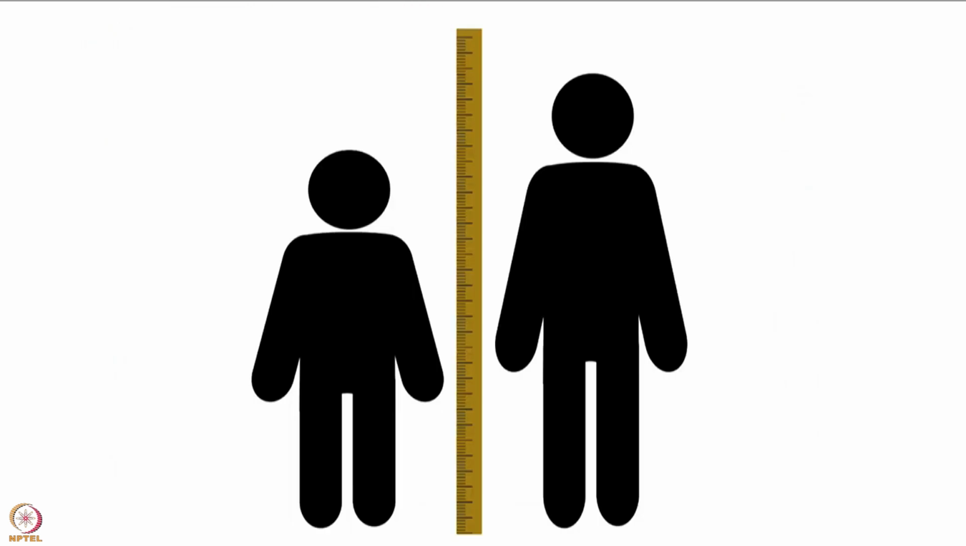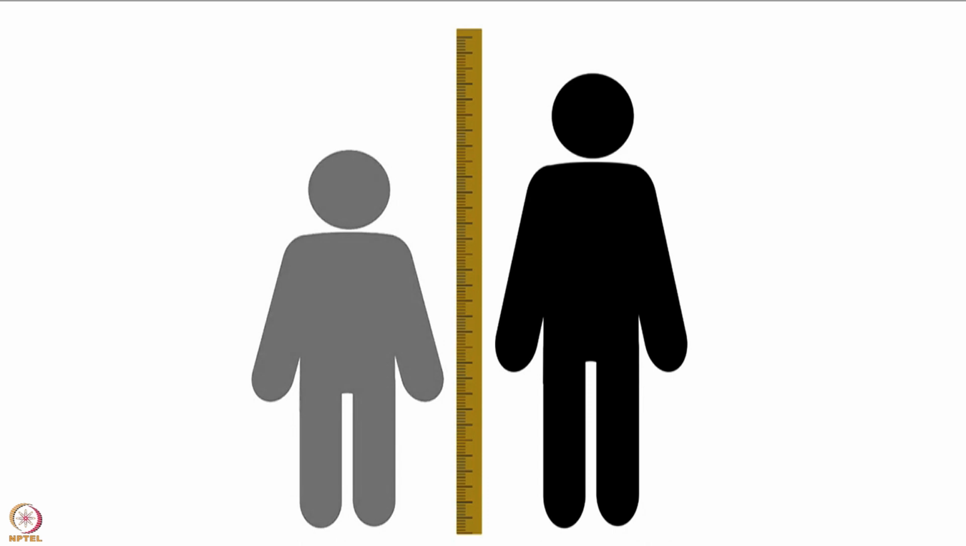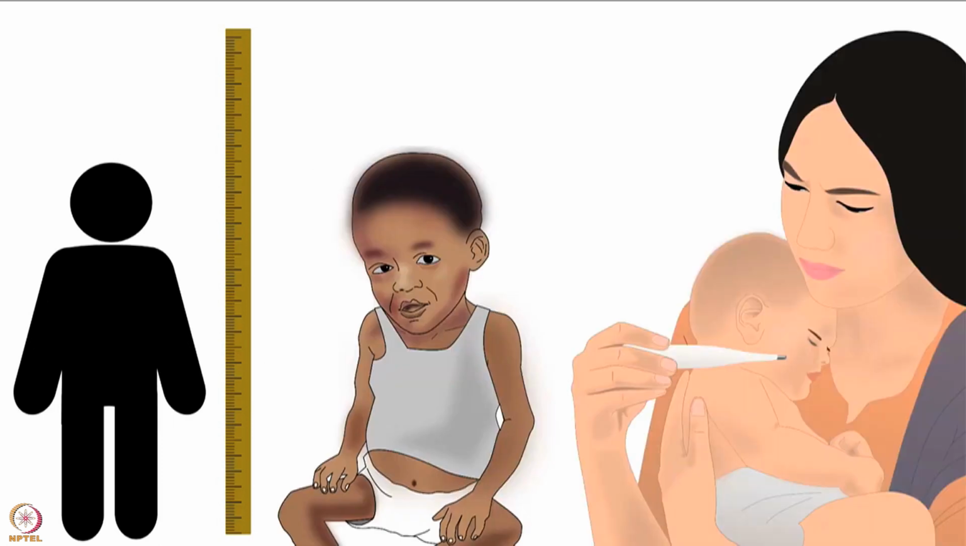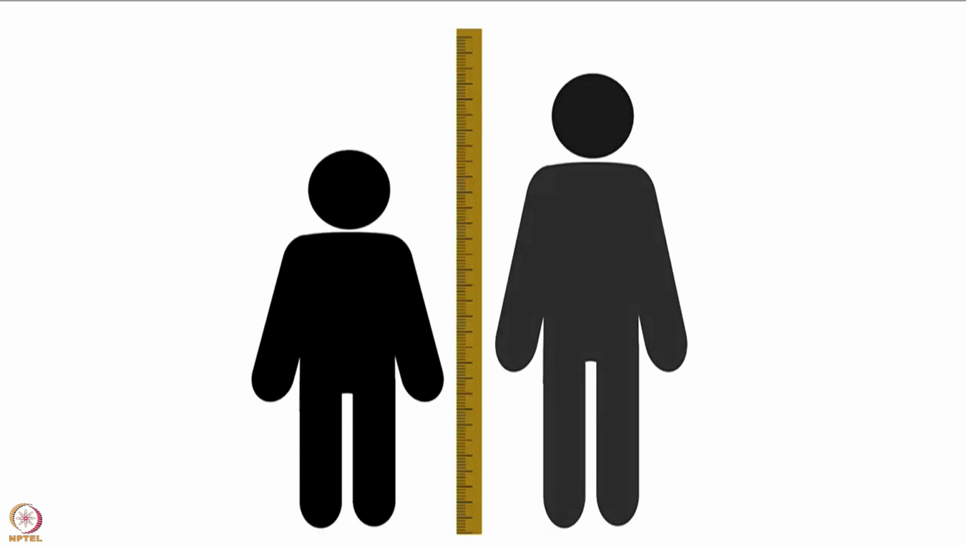This indicator can help identify children who are stunted or short. Such children might have had prolonged undernutrition or repeated illness. Children who are tall for their age can also be identified.